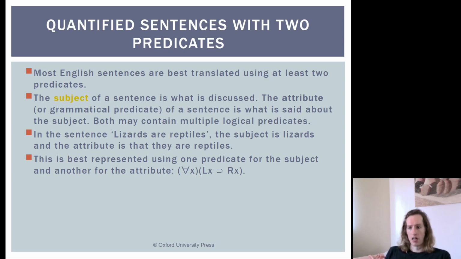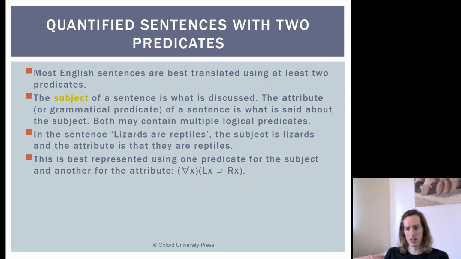So most English sentences are best translated using at least two predicates. The subject of a sentence is what is discussed, and the attribute or grammatical predicate of a sentence is what is said about the subject. And both may contain multiple logical predicates. So in the sentence, lizards are reptiles, the subject is lizards, and the attribute is that they are reptiles. So this is best represented using one predicate for the subject and another for the attribute.